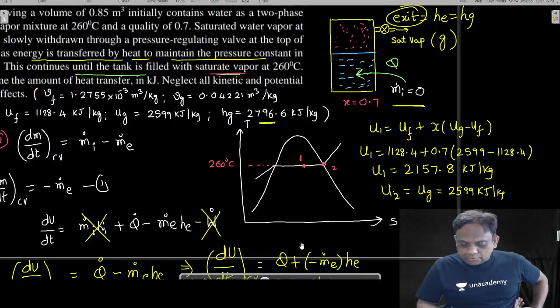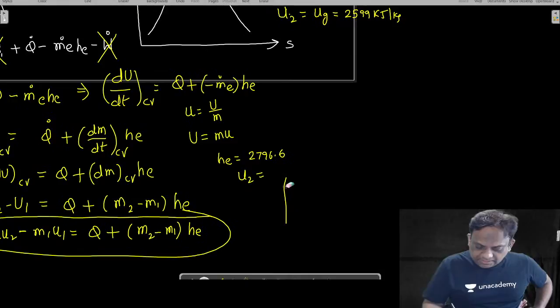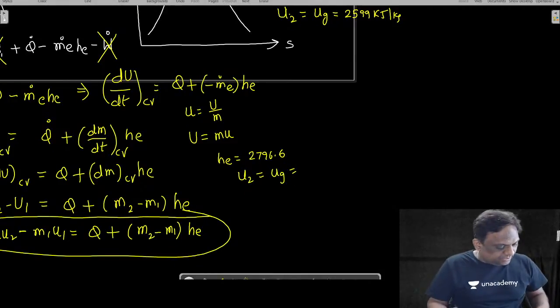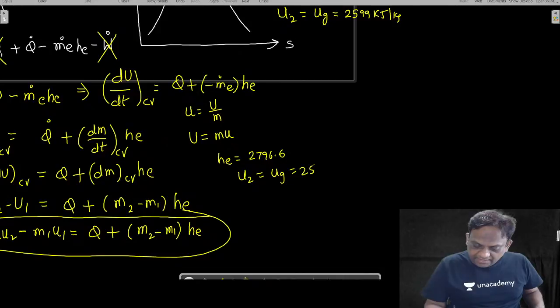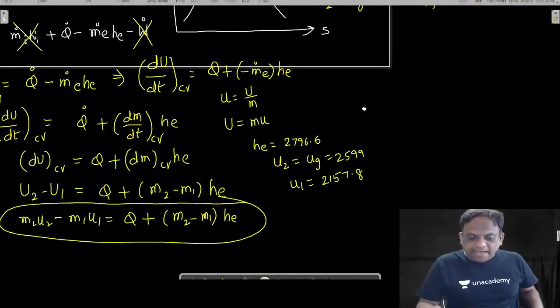So U1, U2, let me write here. U2 is nothing but UG. And that is already known to me. How much is UG? 2599. And what is U1? Just now you have calculated. 2157.8. Are we right? One second. 225, right? Now see what is left.